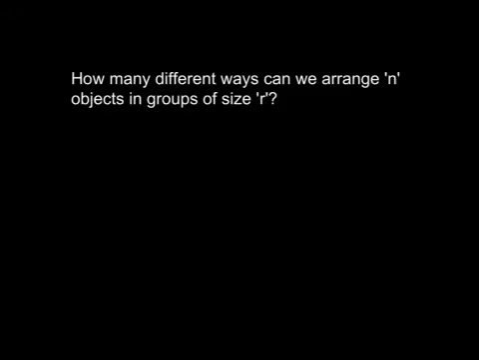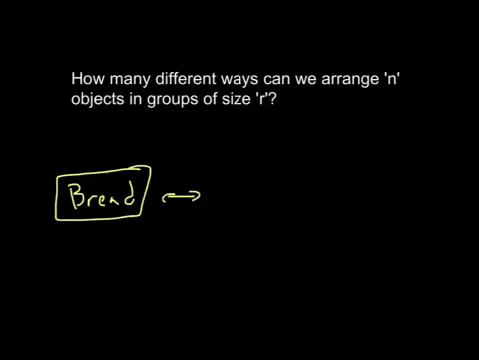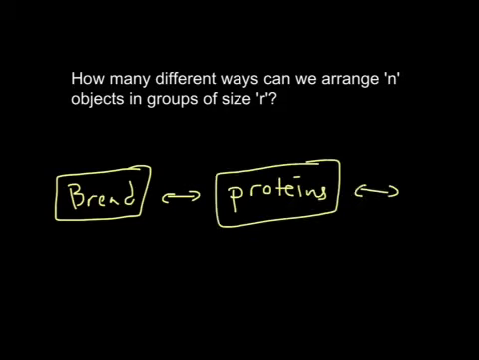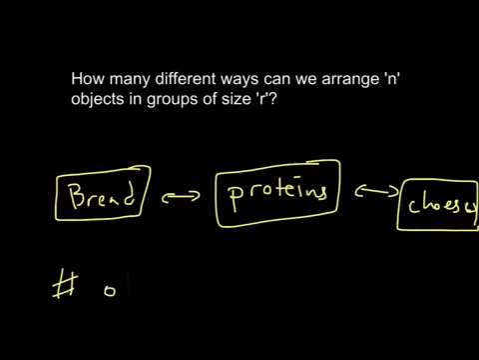In this short video, we want to look at how many different ways we can arrange n objects in different groups of size r. Earlier, we were looking at the idea of a sandwich shop, where there was a certain amount of breads and a certain amount of proteins and a certain number of cheeses. And we were looking at the number of different sandwiches we could make.